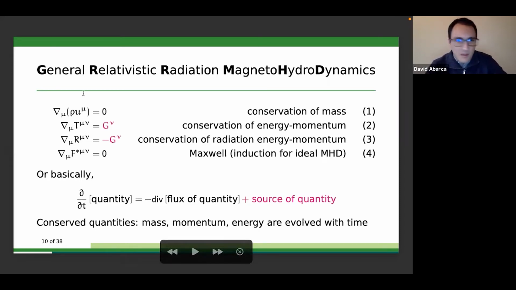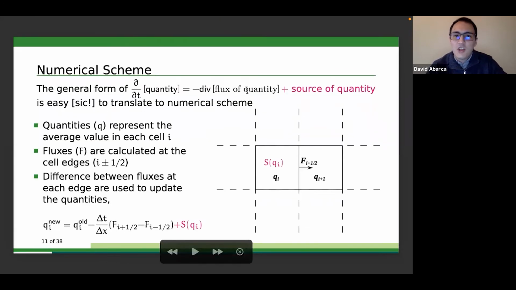And if you expand these covariant derivatives, you'll see that they all look like conservation laws, okay? And to do this numerically, when you have a conservation law, which is just the time derivative of some quantity is equal to minus the divergence of the flux of this quantity, to do this numerically, you divide space into a grid. And you have some quantity here, Qi, which is your conserved quantity.